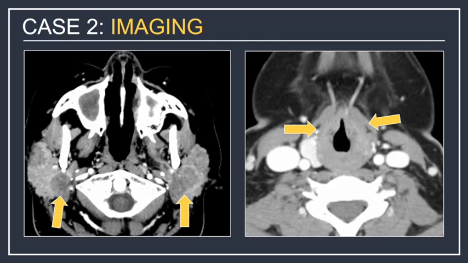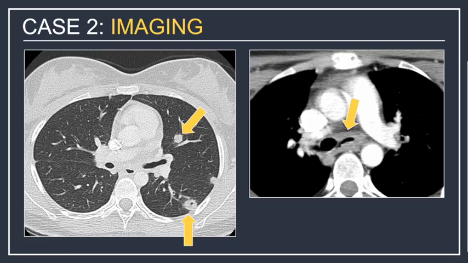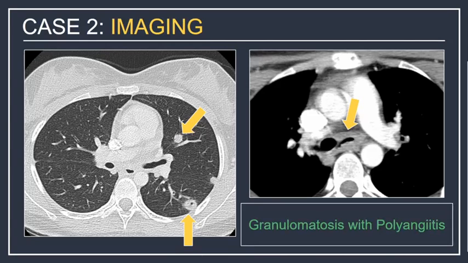This patient went on to have subsequent imaging, and we can see that there are bilateral low attenuation masses within the parotid glands, as well as laryngeal soft tissue thickening. Looking at the lungs, we can see that this patient has multiple pulmonary nodules, some of which have cavitation. There's also soft tissue thickening around the distal trachea. This patient also had biopsy-proven granulomatosis with polyangiitis.